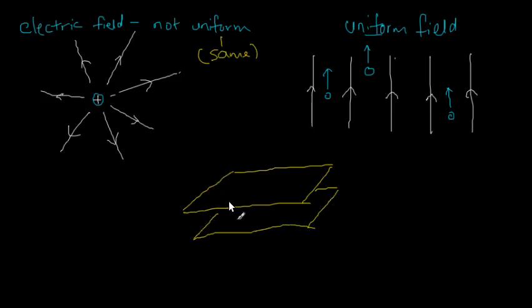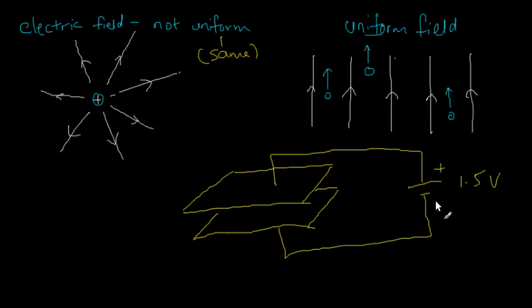So I'm just going to support the two. Maybe put some plastic in between to space them out, and to support them, so they won't just be hanging in the air. Then I'm going to connect these two plates to a battery. So say I have a battery here, a 1.5 volt battery, and I'm going to connect each plate to one pole of the battery. So that plate connects to the positive pole, and that plate connects to the negative pole.